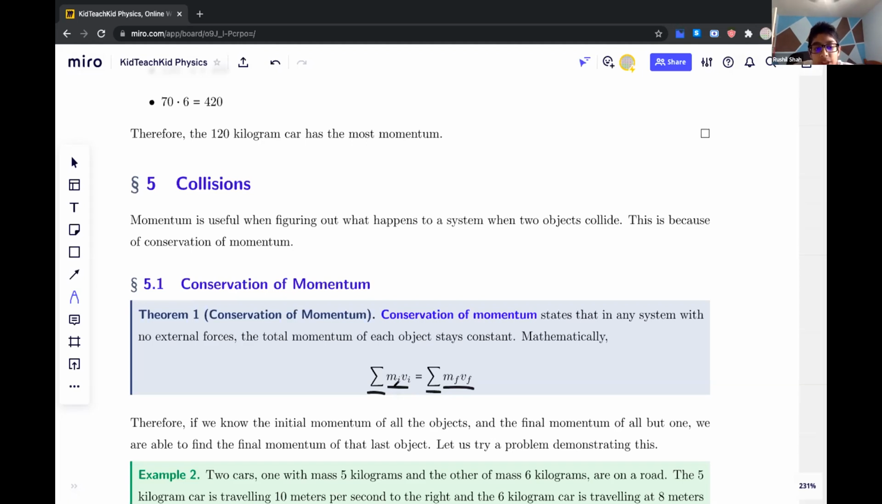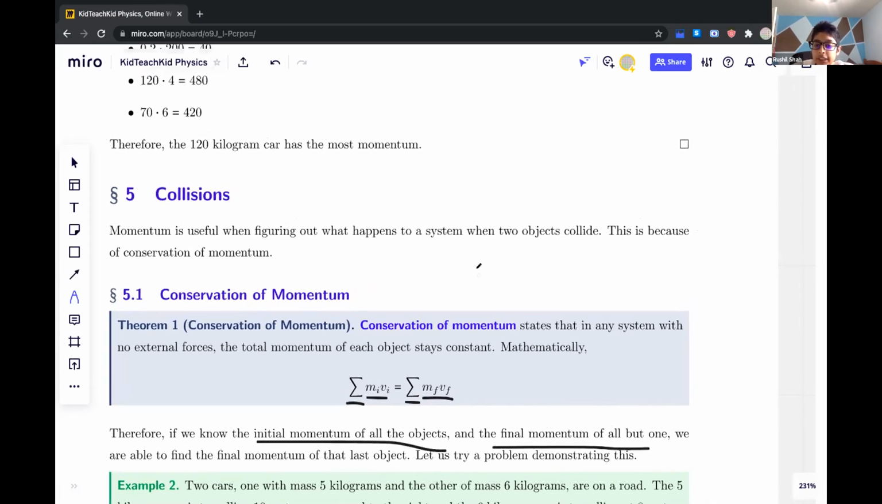So what this theorem lets us do is, if we know the initial momentum of all the objects and the final momentum of all of the objects except for one of them, we can find the final momentum of the object we don't know by using conservation of momentum. So, okay, let's relate this to collisions. How can we use conservation of momentum in a collision? The easiest way is to use two-object collisions, because of course you can have many objects colliding at once. So let's take a simpler approach and look at when two objects collide.